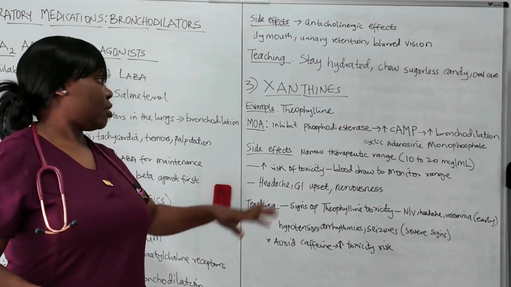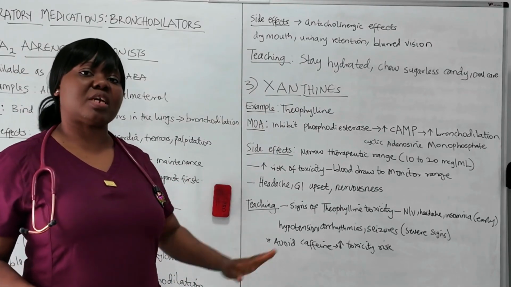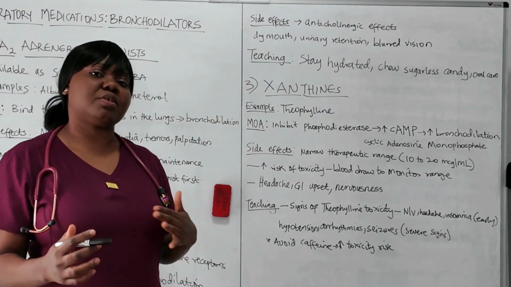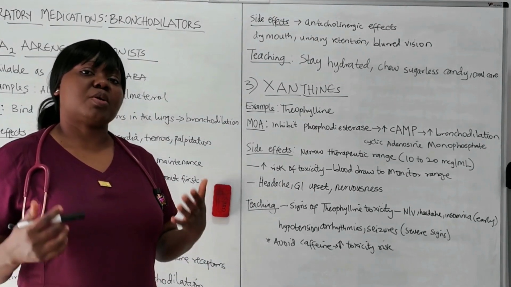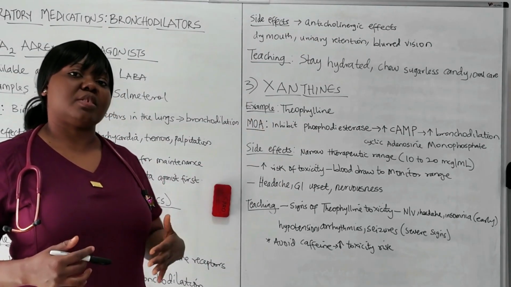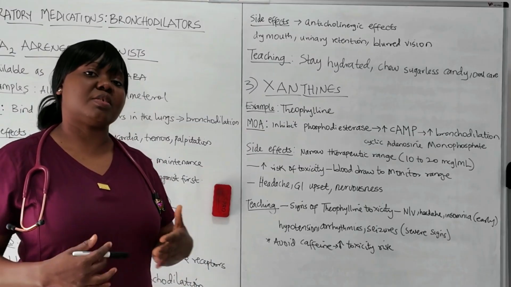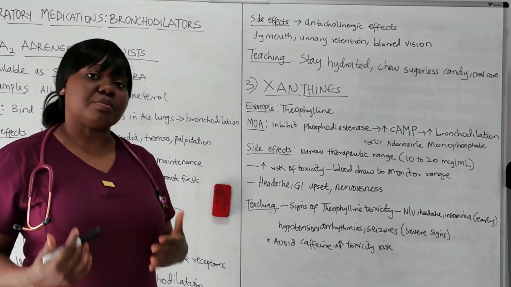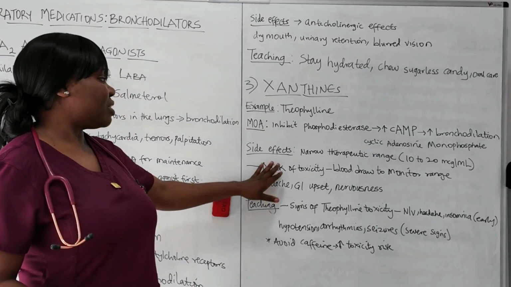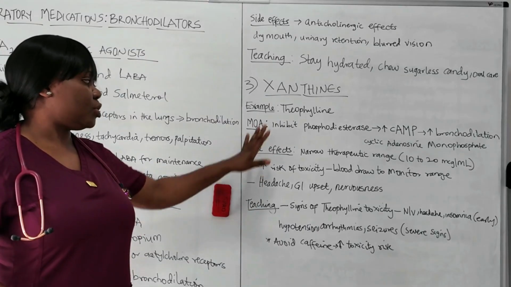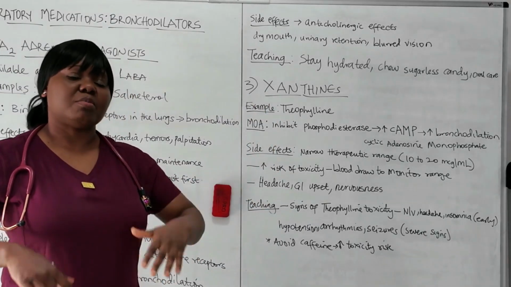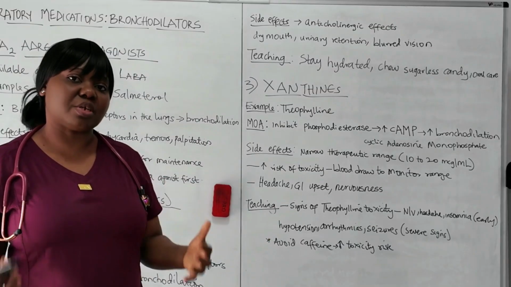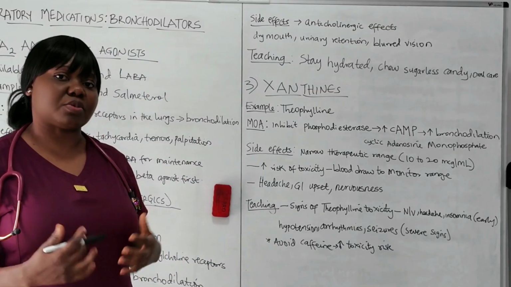Now, for the side effects of theophylline, first of all, you need to know that it has a narrow therapeutic range. The therapeutic range is just between 10 to 20 micrograms per ml. So because of that, when a patient is on theophylline, they will have to be doing blood draws to ensure that the patient is within the therapeutic range. And also, the side effect you need to note for theophylline or for Xanthines includes increased risk of toxicity, because once the patient exceeds that range, the patient can be at risk of toxicity.